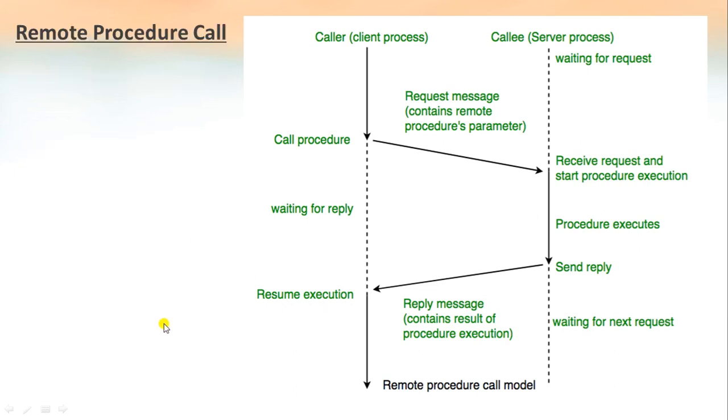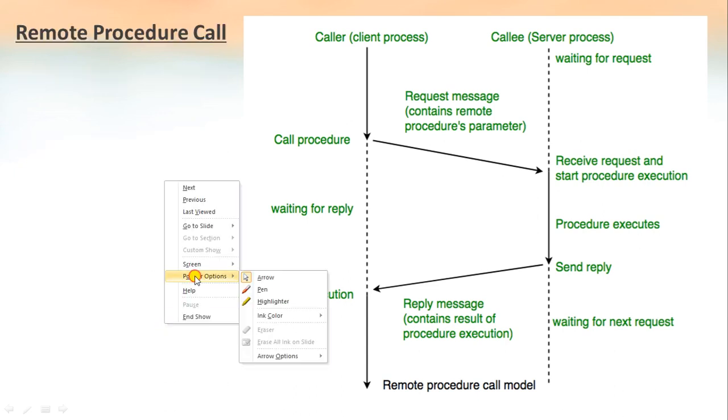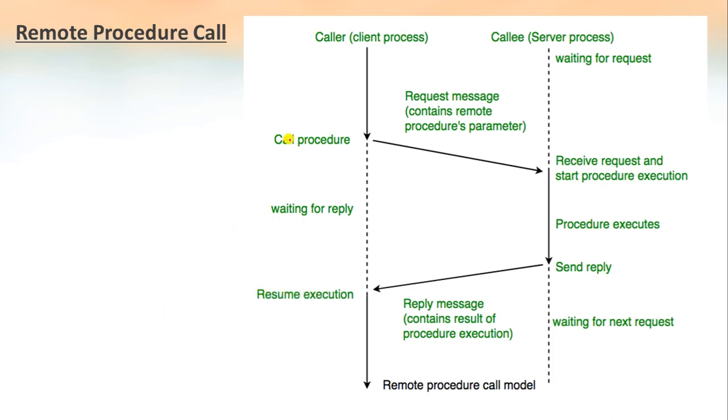This diagram depicts the working of a remote procedure call. We have already stated that the remote procedure call is mainly used for client-server applications. So we will have a client process as well as a server process. Here the caller will be the client process. This client will send the request and the callee is the server process. So let us see this.